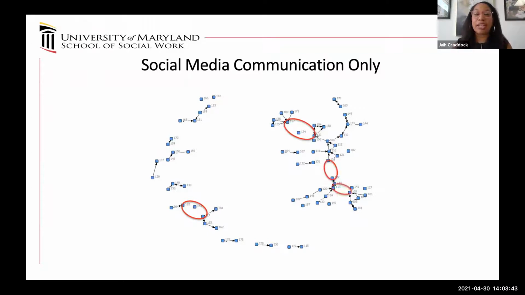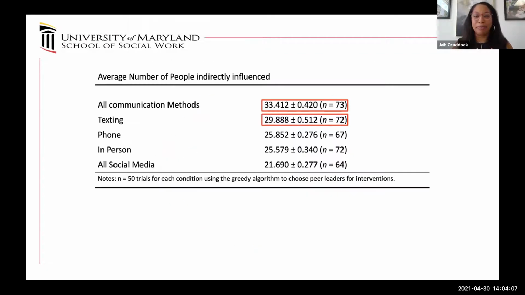So when we look at social media communication only, we see that the network really starts to break down. We're losing these bridges, and if we selected those same 5 individuals, the ability to spread information within this network weakens. So we're not able to really reach everybody within this network if we really wanted to disseminate information within this network. Go ahead and hit the next one.